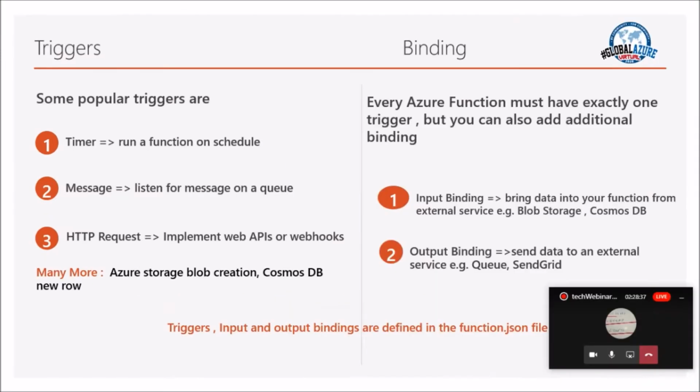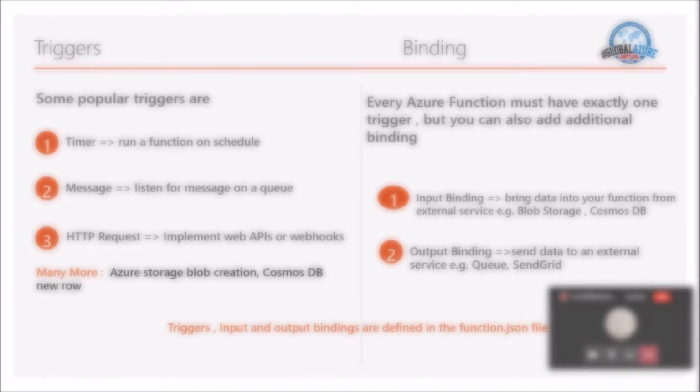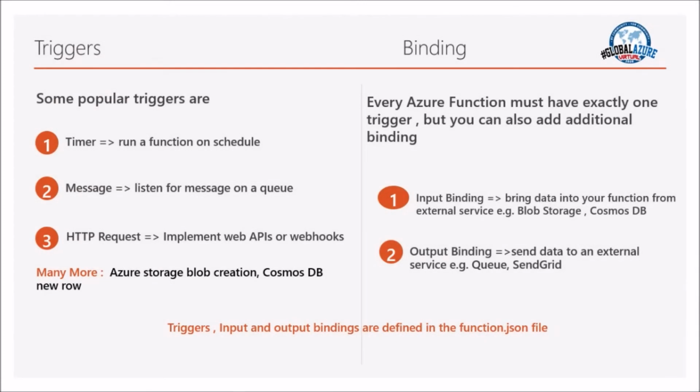message, and HTTP request. Timer just runs a function on a schedule, like at midnight, every night, or on a certain day of the week. Moving on to messages, this is really listening for messages on a queue. So whenever messages appear in a particular queue, your function will get executed. On the third topic, HTTP request, as we know a few things about HTTP request, it will be triggered by HTTP request or REST API or any other API services.